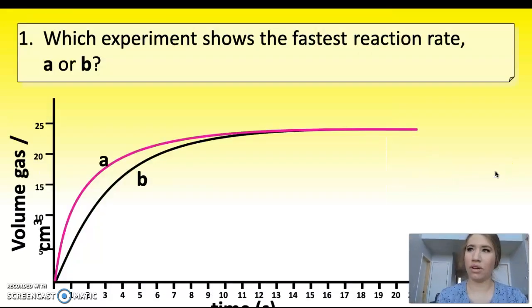Okay, let's go through a couple questions and test our knowledge. So when you look at this graph, which experiment shows the fastest reaction rate? Is it A or is it B? And take a moment, hit pause, get this down in your notes, and if you already have the answer, then I want you to explain the answer in your notes.